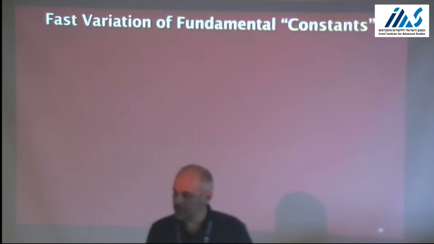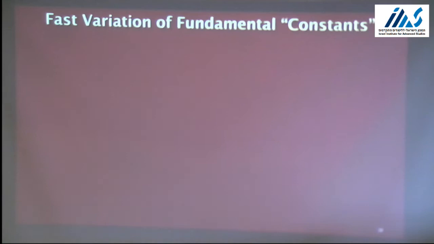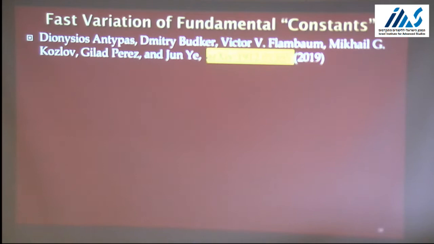But if you take a ratio of two lengths, for example, then it's sort of invariant. And it's written in all the papers about variation of constants that you can only talk about variation of dimensionless constants. But actually, this is no longer true if you are talking about fast variations of constants. And if you want to read about it, it's in here.